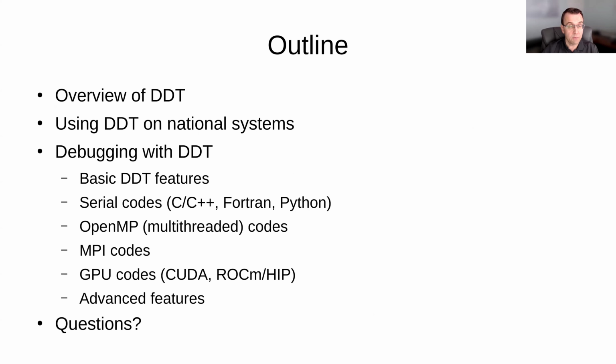Here's the outline. I will start with a brief overview of DDT. I will talk then about using DDT on national systems. And then I will show you how to debug with DDT using a live demonstration. I will cover basic DDT features, and I will also show you the typical code situations you encounter when you need to debug your code, such as serial code debugging, C, C++, Fortran, Python, OpenMP multi-threaded debugging, MPI, GPU, CUDA or ROCm, heap. And at the end, I will cover some of the advanced features of DDT, and there will be time for questions.